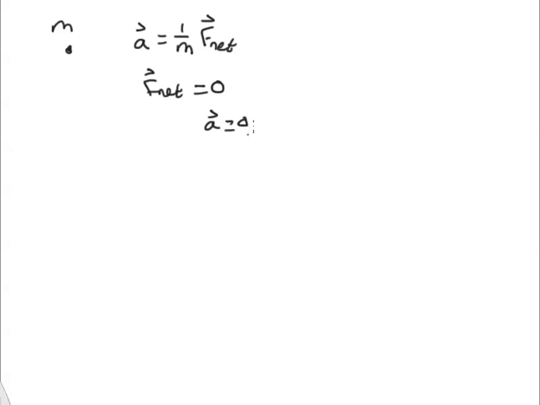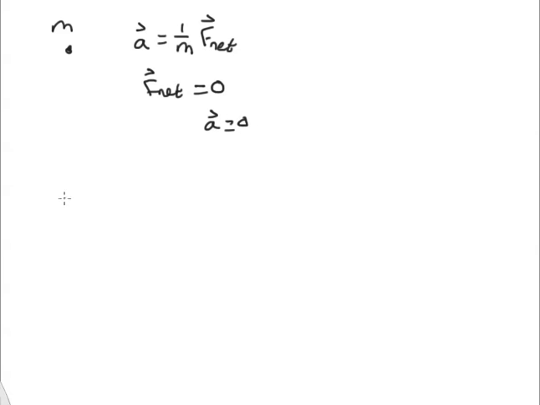Okay, so we begin with a particle of mass m, and that particle, we knew from Newton's second law, has an acceleration equal to 1 over the mass of the object times the net force on the object. So if F net equals 0, then the acceleration of the object equals 0.